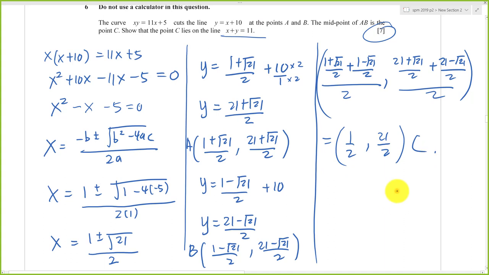So I want to test whether this coordinate is lying on this straight line or not. It's very easy. If you sub the x value into here, you get the y value, that means it's on the line. Or you can sub the y, you choose either one. So when my x equals 1 over 2, 1 over 2 plus y equals 11, so y equals 10.5. 21 over 2 is 10.5, right? So yeah, sure. This is how we show this kind of question.